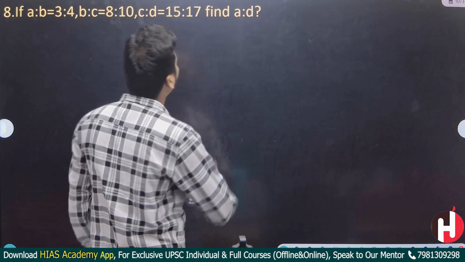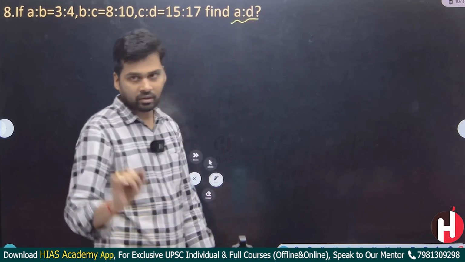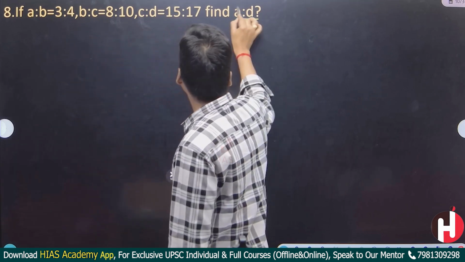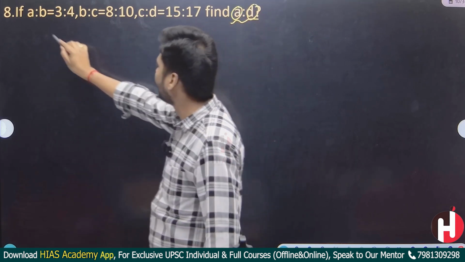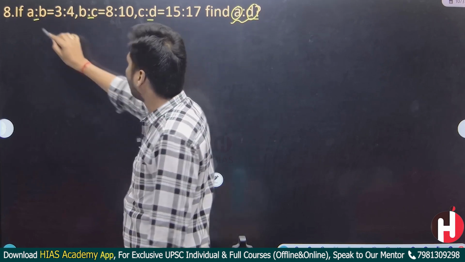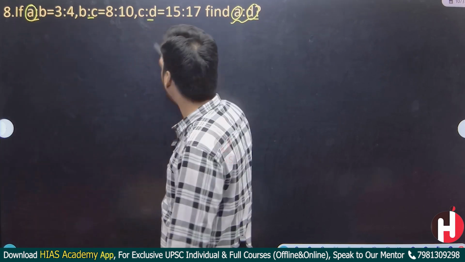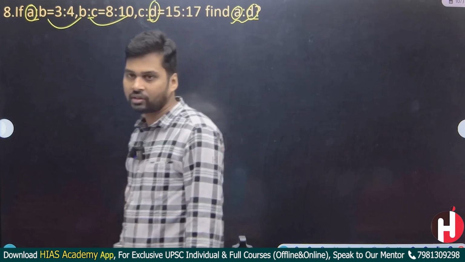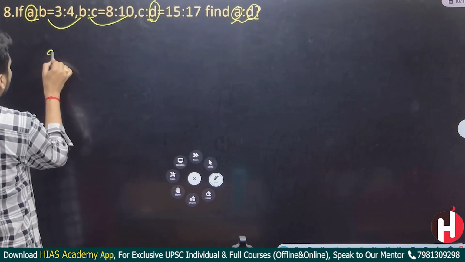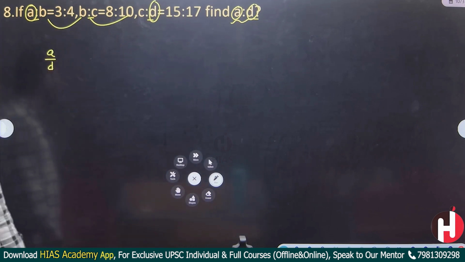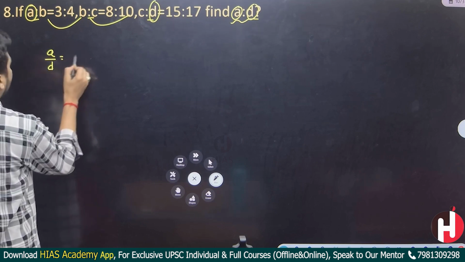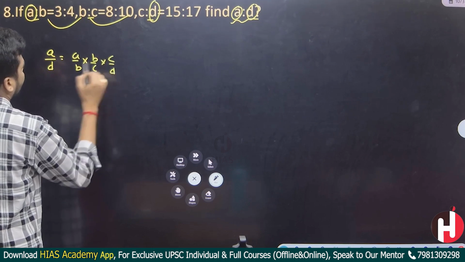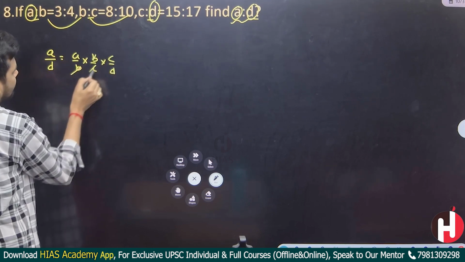There's one more method to easily solve this, A is to D. In exam, if multiple ratios are given and only the first term and the last term is asked, see A is to B, B is to C, C is to D. What is the first term? A is the first term, D is the last term. So the remaining terms are repeated. So A is to D means, can I write it as A by D? A is to D, A by D both are same. So what is the A by D value? A by B into B by C into C by D. Then B gets cancelled, C gets cancelled.